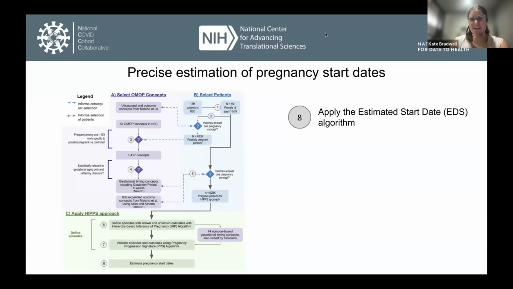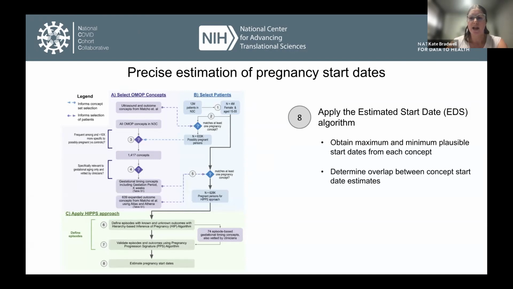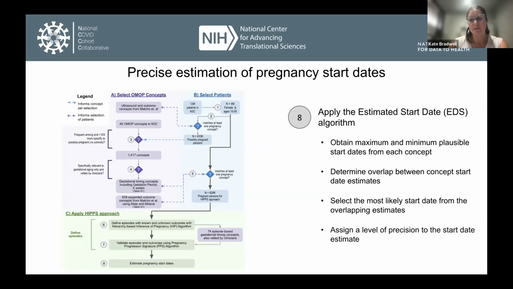So then we applied our final third algorithm, which was for these episodes that we had inferred, adding a precise start date. So that required another detailed algorithm layered on top of it, using the information from each episode. So we call this the estimated start date algorithm. Basic steps for this were: obtain a maximum and minimum plausible start date for each concept within the episode, determine overlap between concept start date estimates from the concepts, select the most likely start date from the overlapping estimates, and then assign a level of precision to the start date estimate.